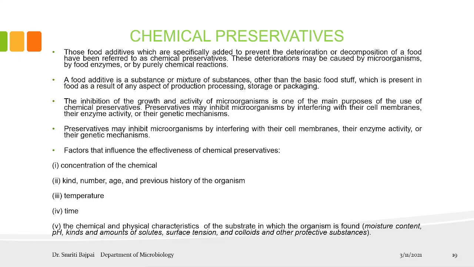They inhibit the microbes by interfering with their cell membrane, their enzymatic activity, and their genetic mechanism. So these are the three things these preservatives are doing, by which they inhibit microbial growth. These are the different factors for the effectiveness of chemical preservatives: the chemical, kind and number, age and previous history of the organism, temperature, and time, all these things. Okay.